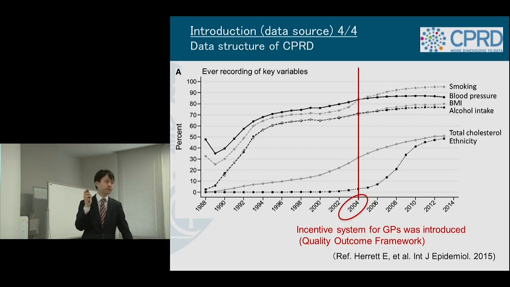And in terms of diagnosis recording, in 2004 there was a kind of incentive system for GPs to record more accurate diagnosis, the Quality and Outcomes Framework, so that diagnosis recording of conditions such as diabetes and heart failure improved very much. So most researchers these days tend to use data after 2004, as I did for my PhD. So I used data from 2004 to 2014.